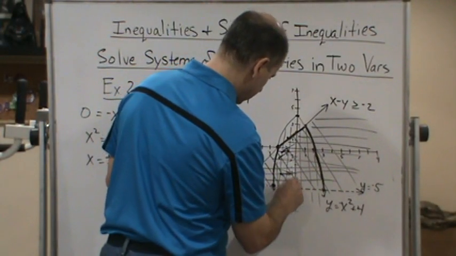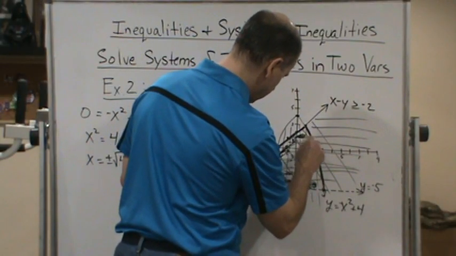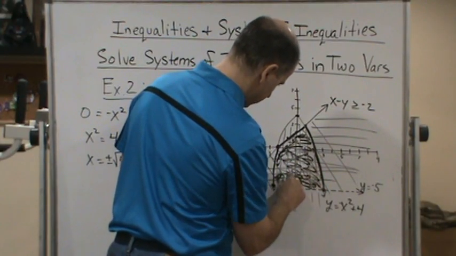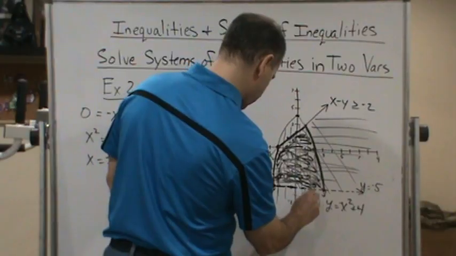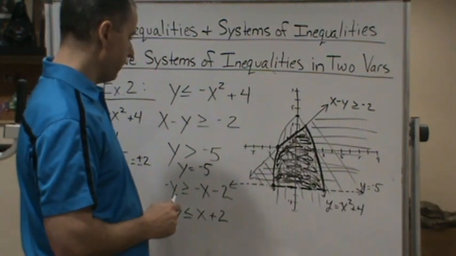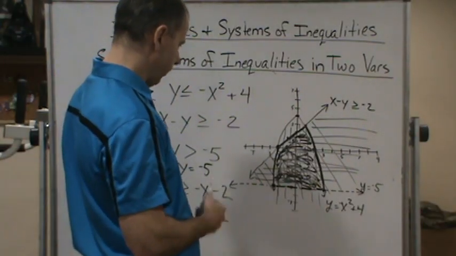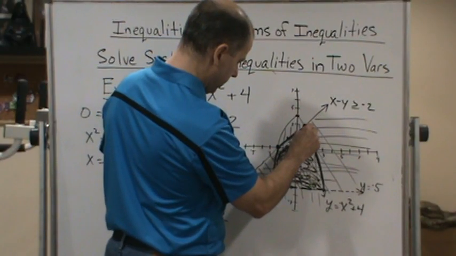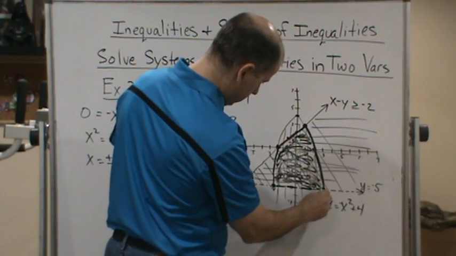And so we find that's everything inside here, right? So everything inside that region is the solution set. And so now, the only thing we would like to know are these intersection points. So we need to find this point, this point, this point, and this point.